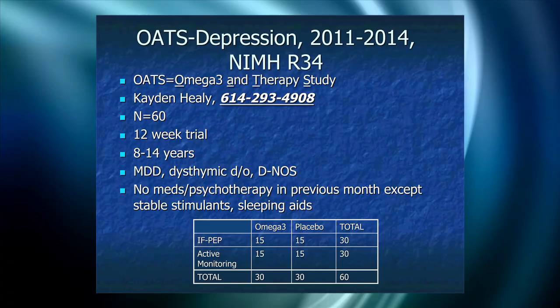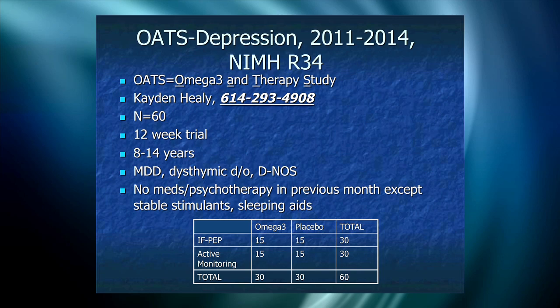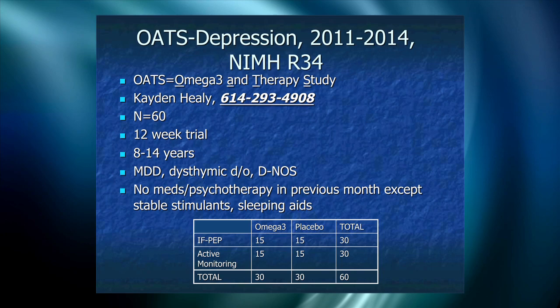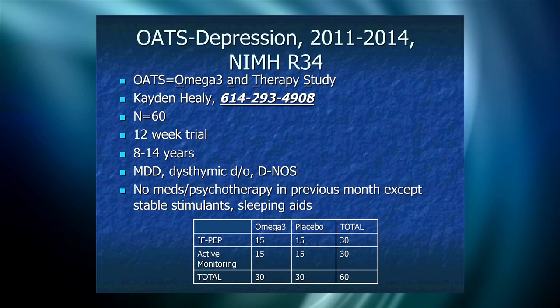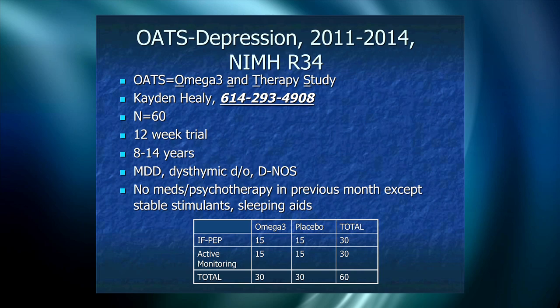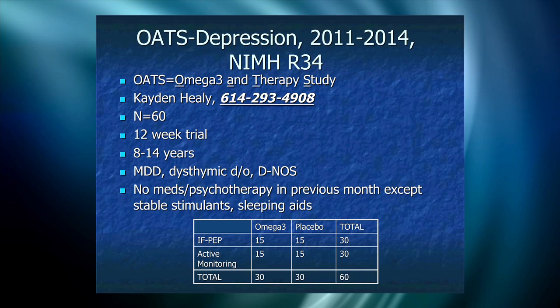We have two studies that we have just started at OSU. We call them the OATS trials. They're parallel design omega-3 and therapy studies. In each of these studies, we're enrolling 60 kids. It's a 12-week trial for 8 to 14-year-olds. In the depression study, obviously, we're enrolling kids with depression. They can't have had meds or psychotherapy in the previous month other than stable stimulants and sleep aids. Half of the kids will get omega-3, half will get placebo, half will get IFPEP, half will get active monitoring, and we'll follow them up over time.